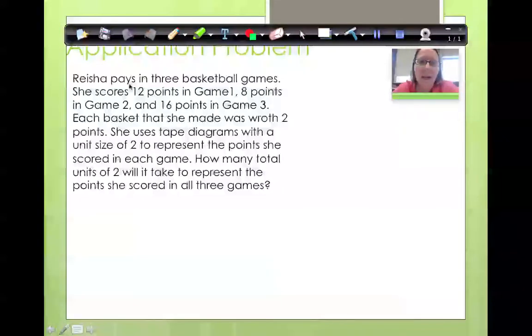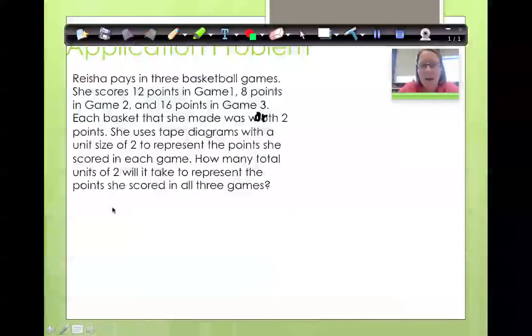Raisha plays in 3 basketball games. She scores 12 points in game 1, 8 points in game 2, and 16 points in game 3. Each basket that she made was worth 2 points. She uses tape diagrams with a unit size of 2 to represent the points she scored in each game. How many total units of 2 will it take to represent the points she scored in all 3 games?